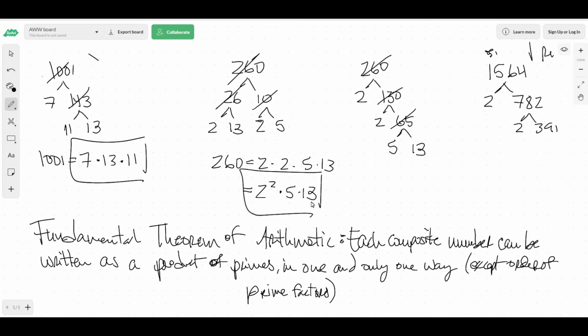You can write them out as... Did I turn off my pen? Yes, I did. You can write it out as 5 times 13 times 2 squared. I like to stick to least to greatest just so that your answer is the same as everyone else's, but that's not a big deal.